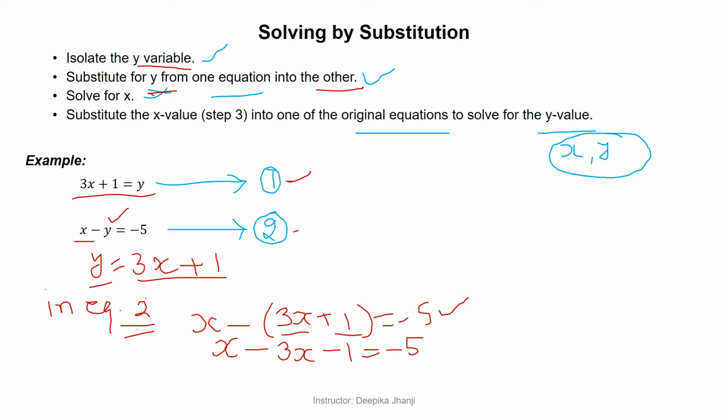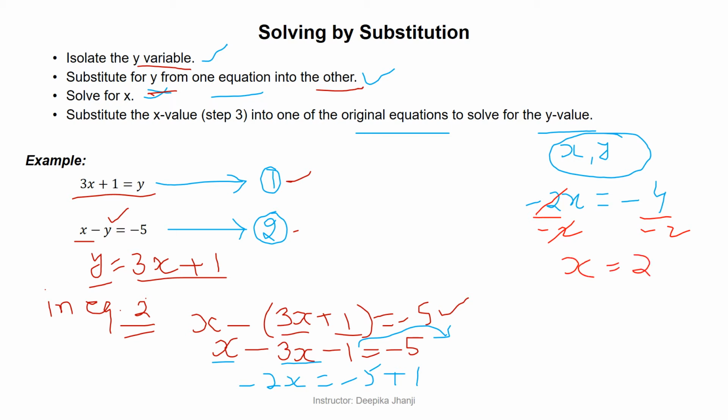Now combine the like terms. x and negative 3x becomes negative 2x, and negative 5 as it is. When you move negative 1 to the other side, this becomes plus 1. So we get negative 2x equals negative 4, and when we divide both sides by negative 2 to isolate x, the negative 2 cancels with the negative 2, and x is equal to 2, because the negative cancels with the negative as well. So x is equal to 2.